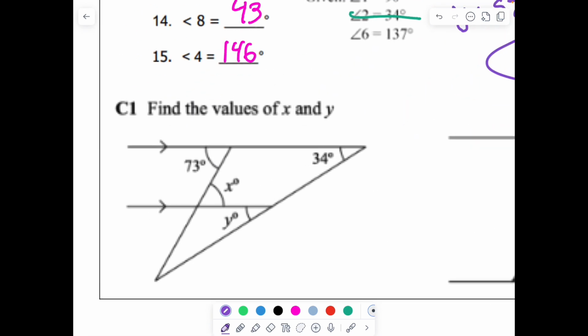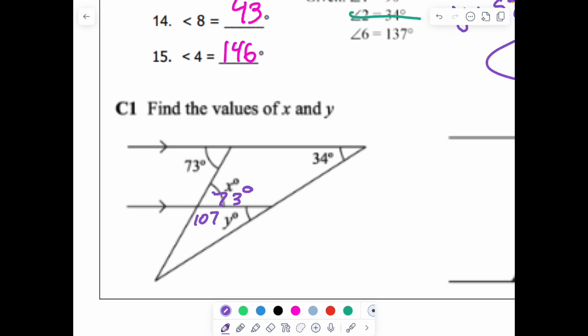All right, x and y here. Let's take a look. These are alternate interior angles. Here's the parallel lines. Here's the transversal. So x is 73. And then this angle right here makes a straight line with 73. So they should add up to 180. So that is going to be 107.